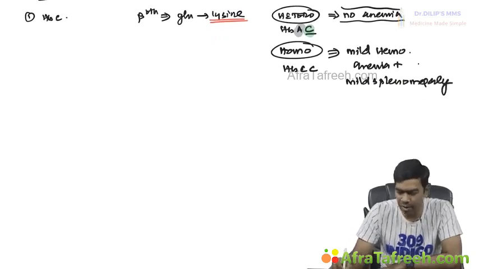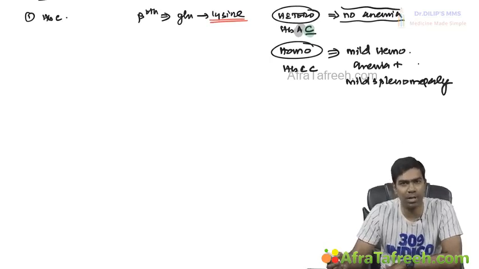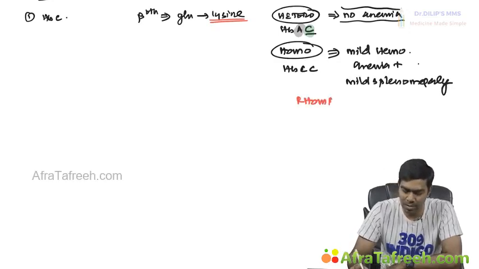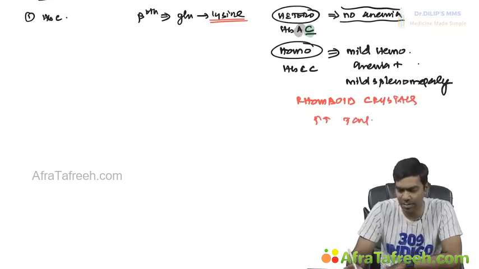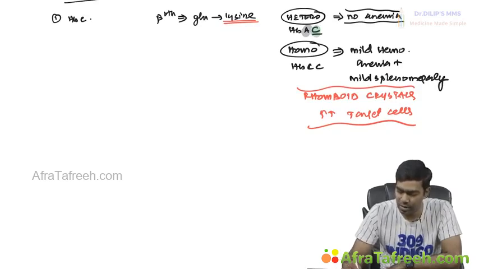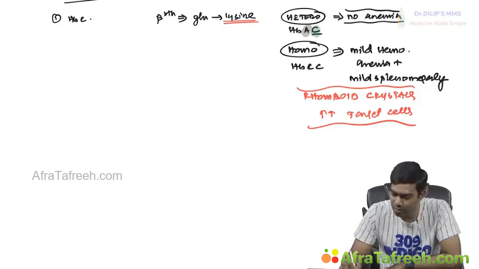And the most important factor is not that this patient is having mild splenomegaly or mild hemolytic anemia. It's very important to understand that these patients will have typical rhomboid shaped crystals in the RBCs. And they will have very high level of target cells in these patients. These are very, very characteristic actually. These rhomboid crystals and very high level of target cells.